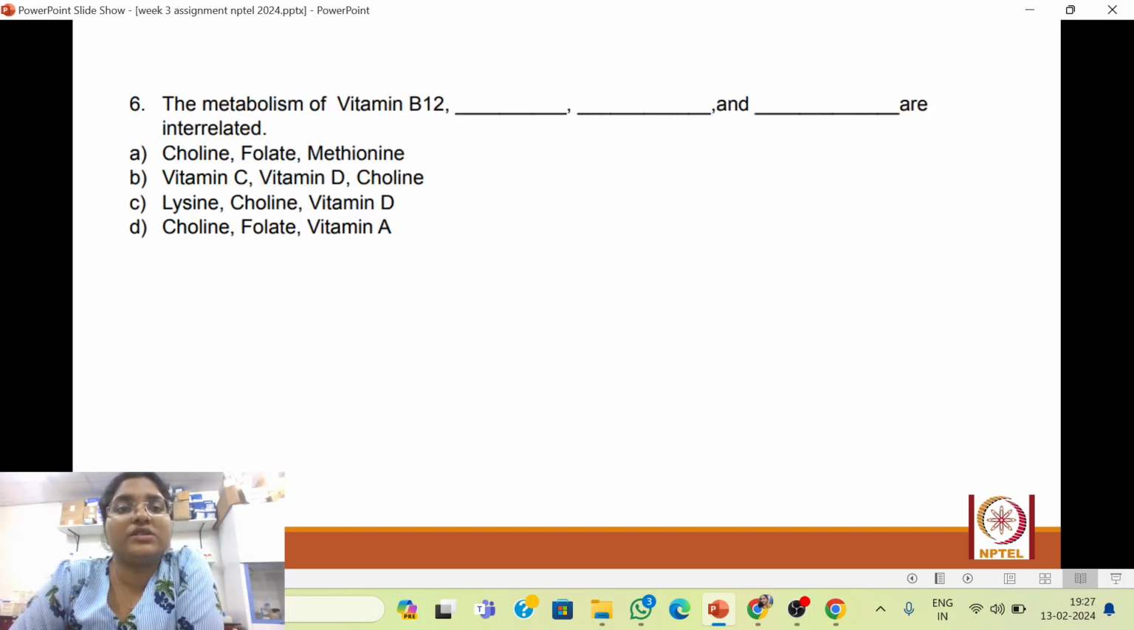Sixth: the metabolism of vitamin B12 and dash and dash are interrelated. A. Choline, folate, and methionine. B. Vitamin C, vitamin D, choline. C. Lysine, choline, vitamin D. D. Choline, folate, and vitamin A. Start answering.